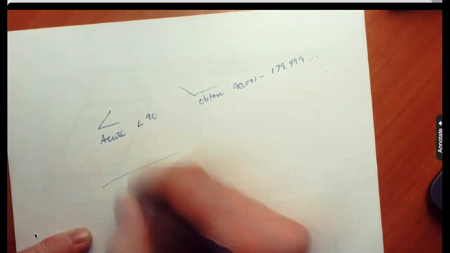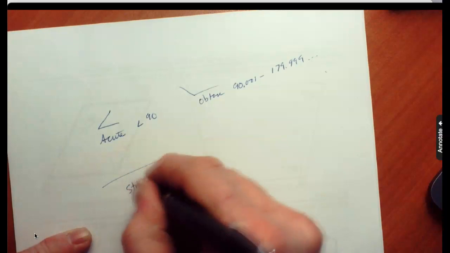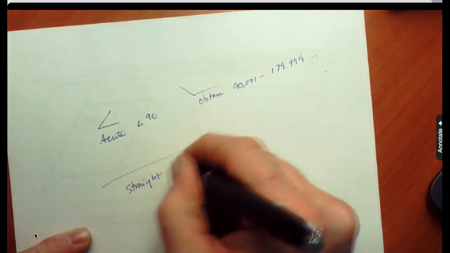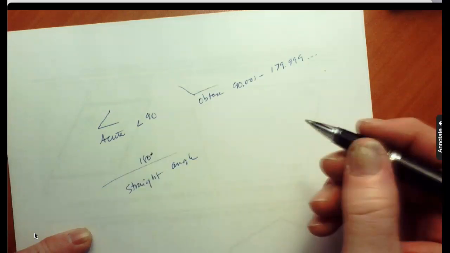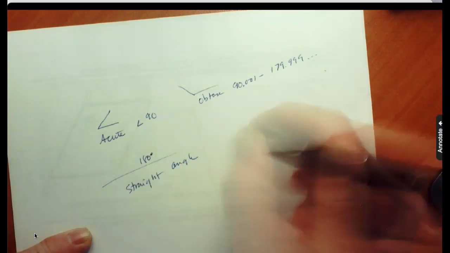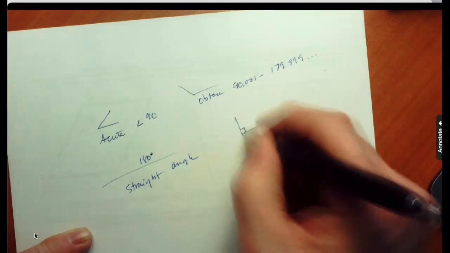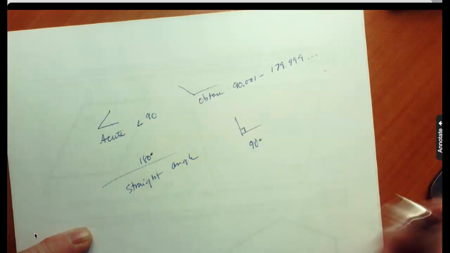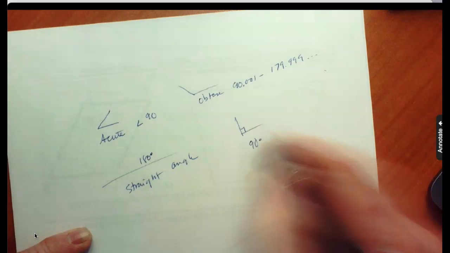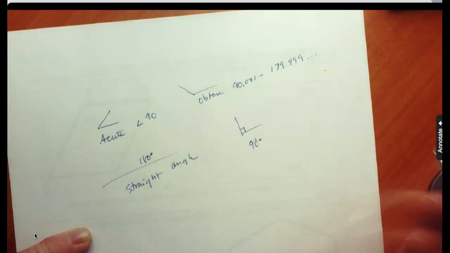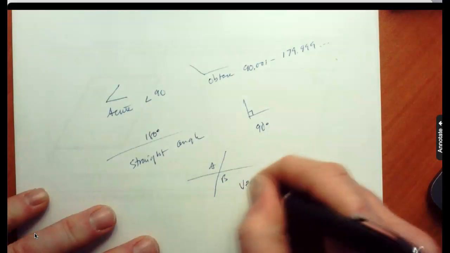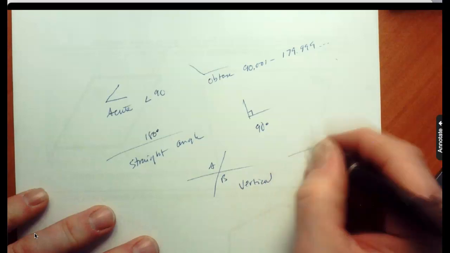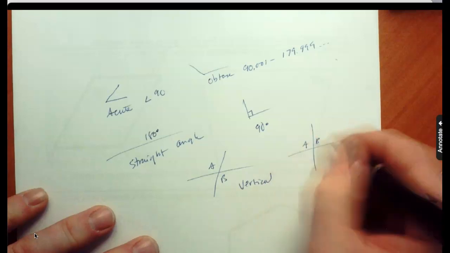Here's a straight line or a straight angle. This is 180 degrees. And then of course we've got our 90-degree angle, which is two lines that are perpendicular. Your A and B, these are vertical. And A and B here, these would be adjacent.